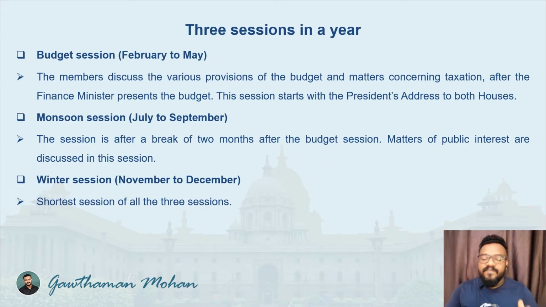Before moving further, you need to understand the three important sessions in a particular year. When you talk about the Parliament, you know that the Parliament consists of the Lok Sabha, Rajya Sabha, and the President. Now what are the three important sessions in a year? One is the budget session. The budget session usually happens during the time from February to May.